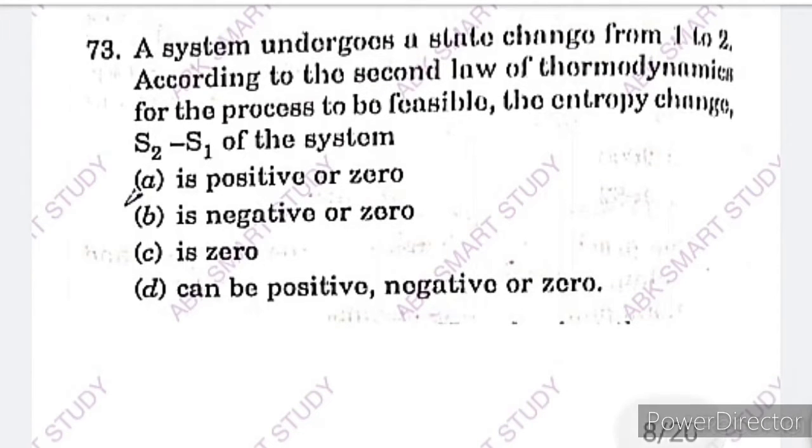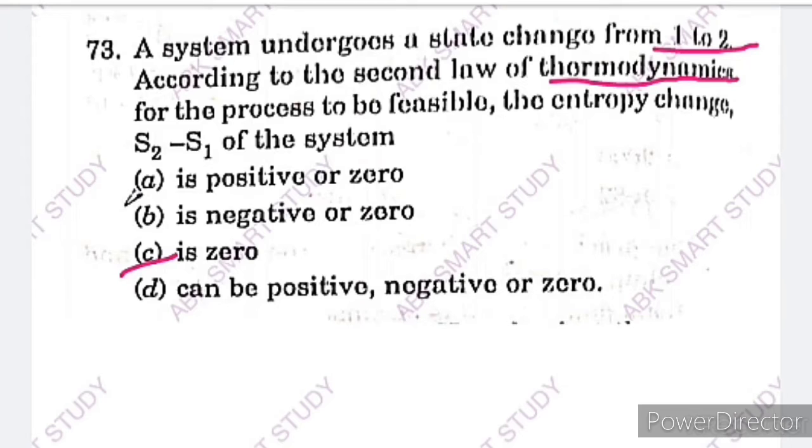A system undergoes a state change from 1 to 2 according to the second law of thermodynamics. For the process to be feasible, the entropy change S2 minus S1 of the system. So the options are: A, is positive or 0. Option B is negative or 0. Option C is 0. And option D can be positive, negative or 0.